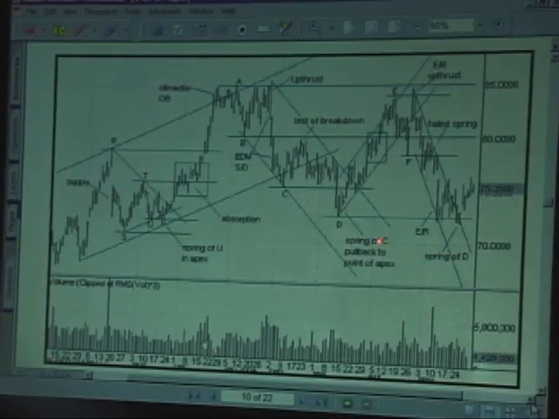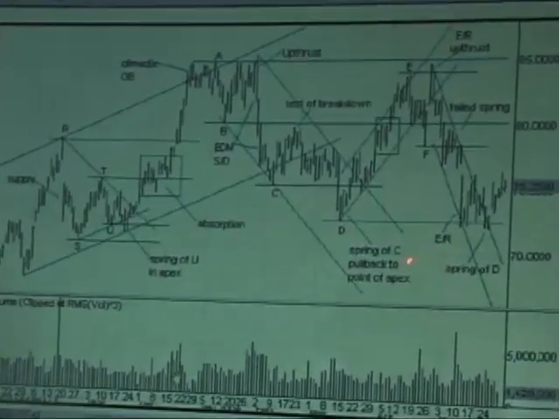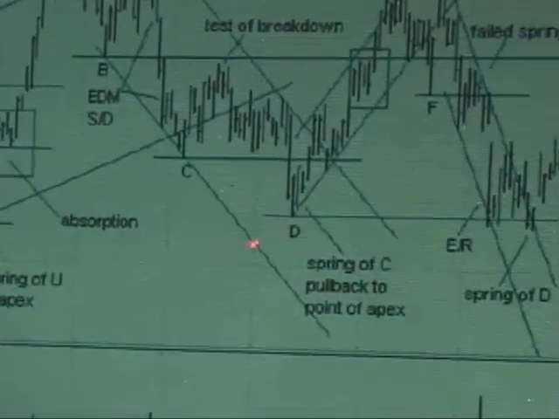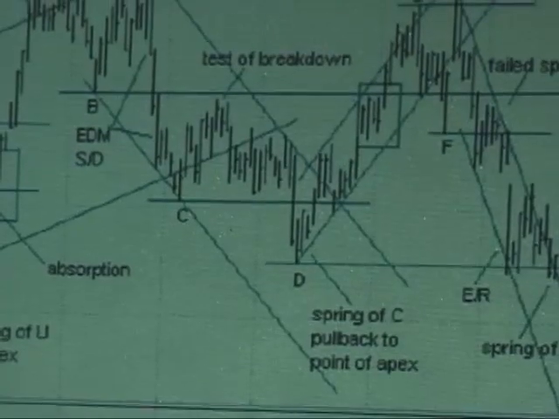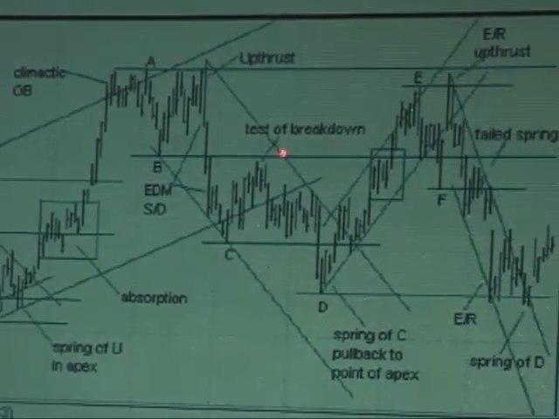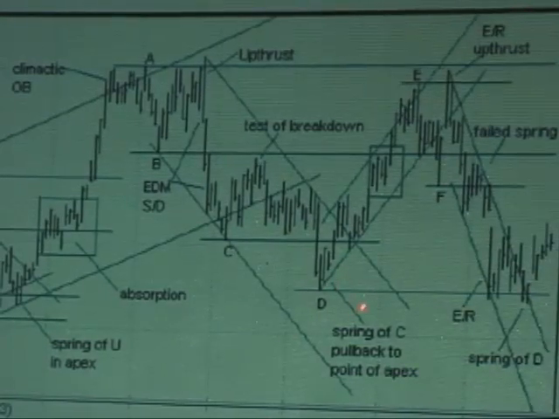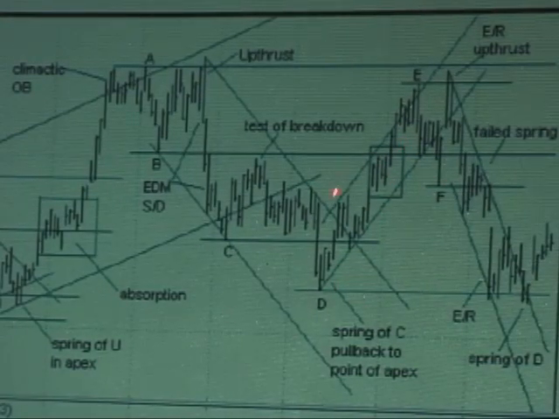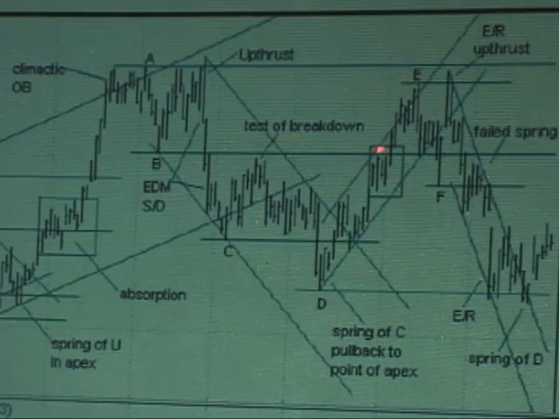I made a mistake here and called this a spring of C. It is pulling back to test the apex of this, but I think this is a little bit too deep. It's just the completion of the correction. But from that point we turn up. Here, it's absorbing right along this level.